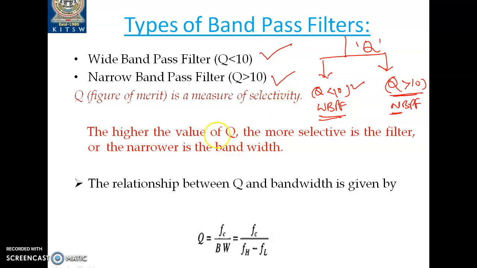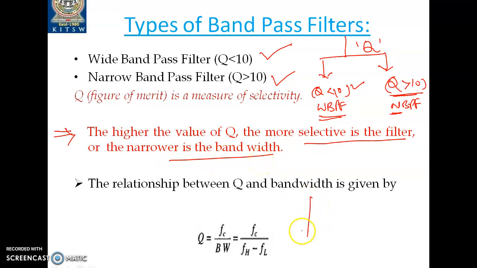This is a very important point I have mentioned in the slide. The higher the value of Q, the more selective is the filter, or the narrower is the bandwidth. That is what we are actually desiring in the component.